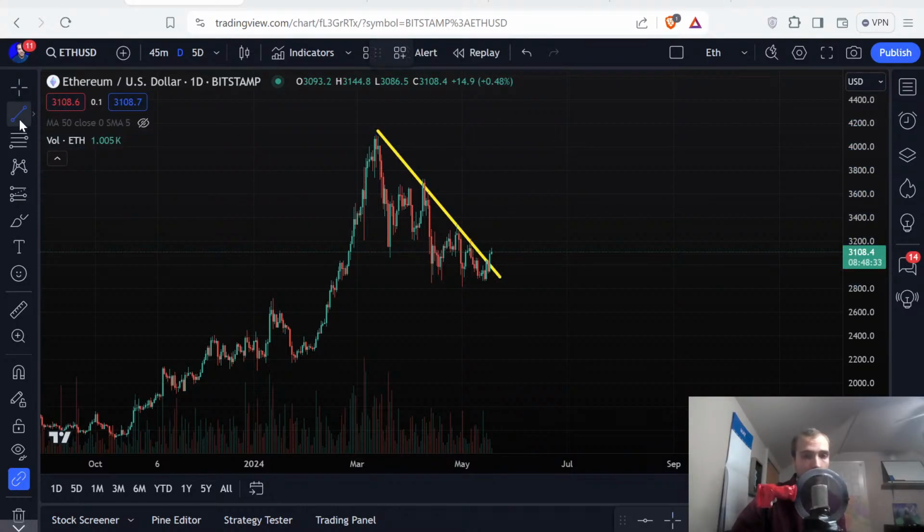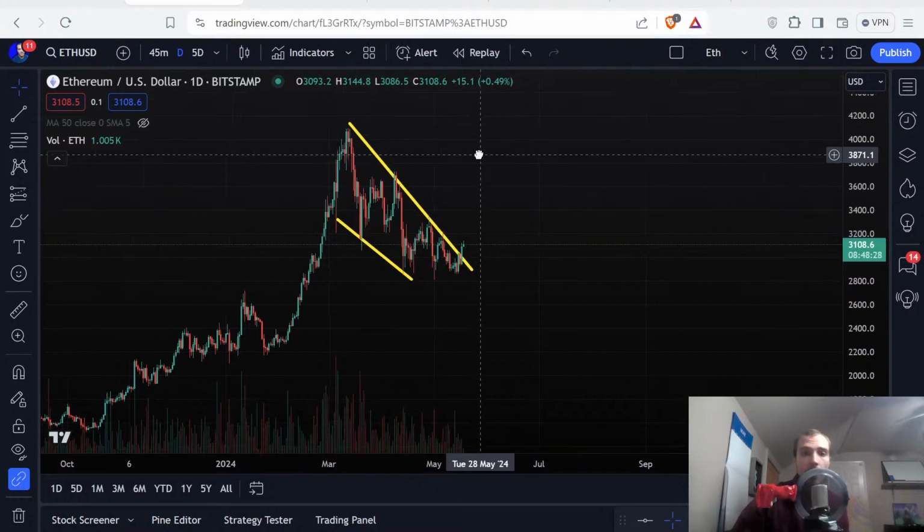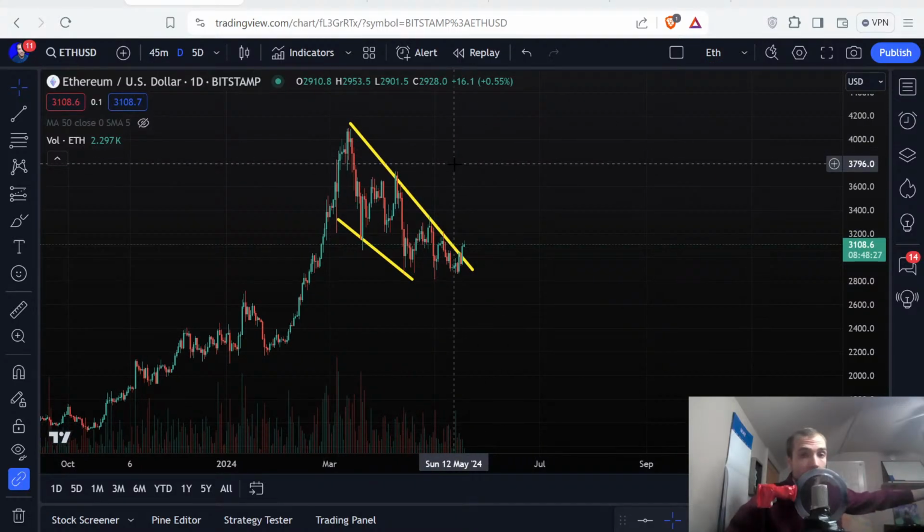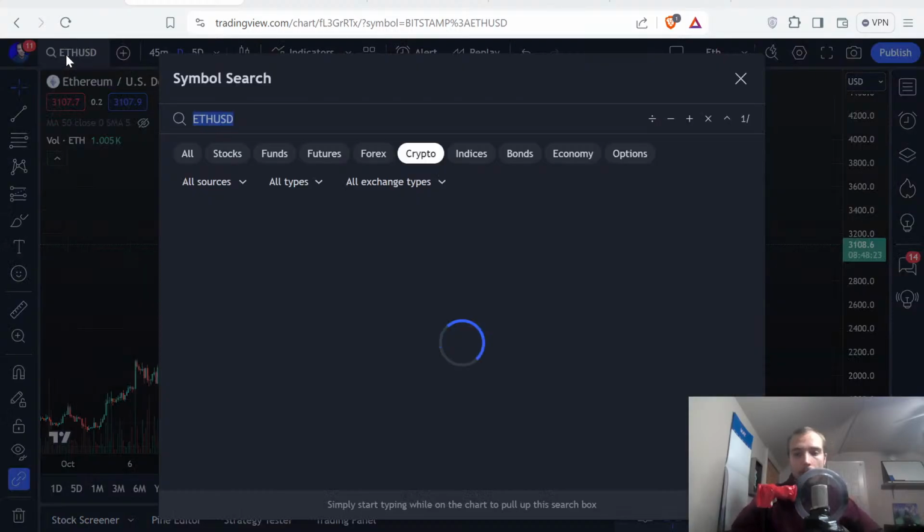It breaks out the majority of the time. So this looks really good here with Ethereum. I definitely wouldn't bet on it going down, if that makes sense to you guys.